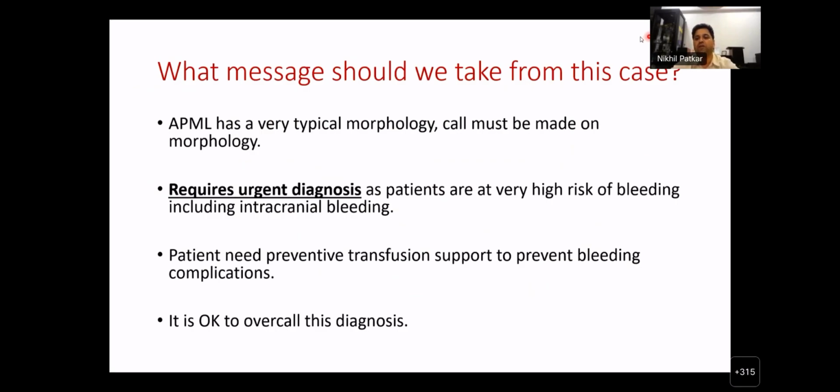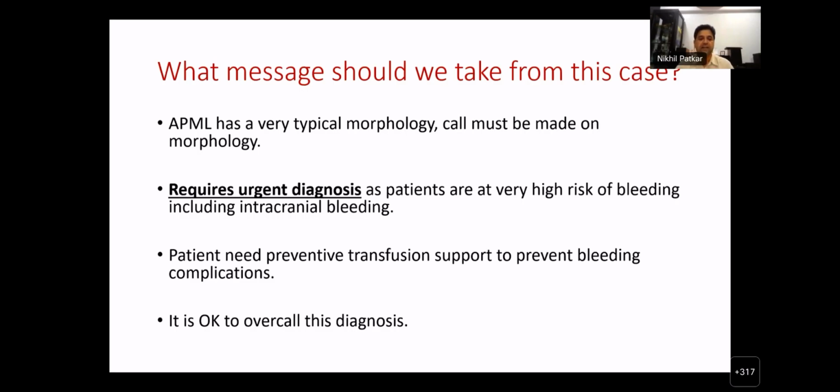So what we learn from this case is that it is a very typical morphology, and the call must be made on morphology. Although there are a whole lot of genetic investigations to be done, you should not wait for any of them. If you see a morphology that resembles acute promyelocytic leukemia, you must alert the treating physician that, hey, I think this is an APL and you should take care of this patient specifically, and send for the rest of the investigations. But do not wait for anything else, because we have had patients who pass away within a few hours of the diagnosis unless they are treated specifically and given coagulation support.